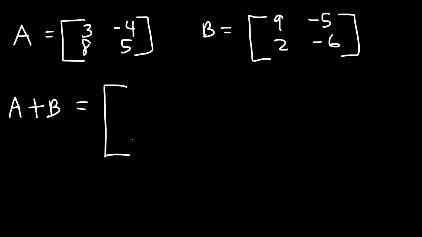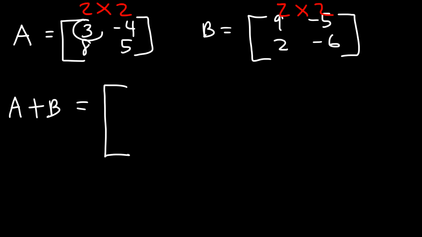So we need to add the corresponding elements. Matrix A is a 2 by 2 matrix. It has 2 rows and 2 columns. And the same is true for matrix B. Both of them have the same order. They're both square matrices. And when adding or subtracting matrices, the order must be the same. They have to have the same number of rows and columns. So therefore they have to have the same number of elements. A 2 by 2 matrix has 4 elements in it.